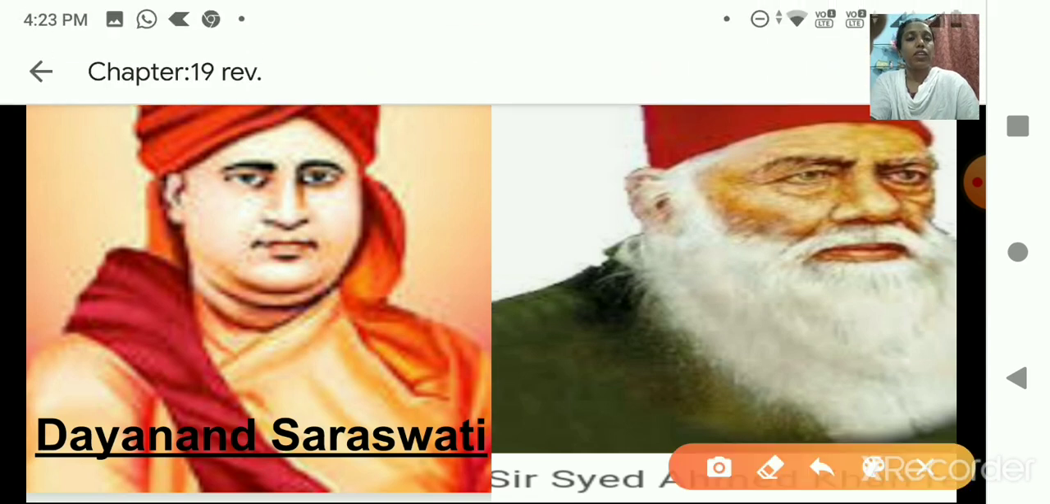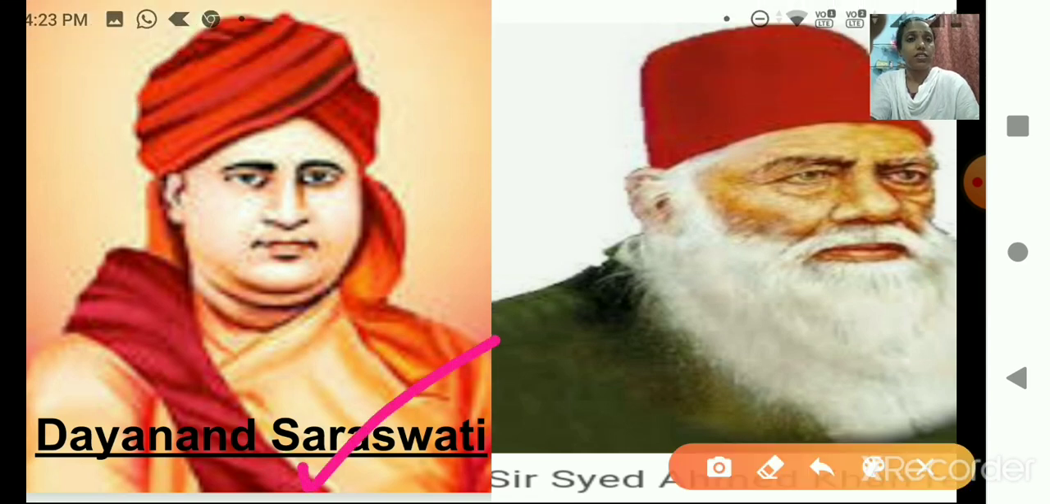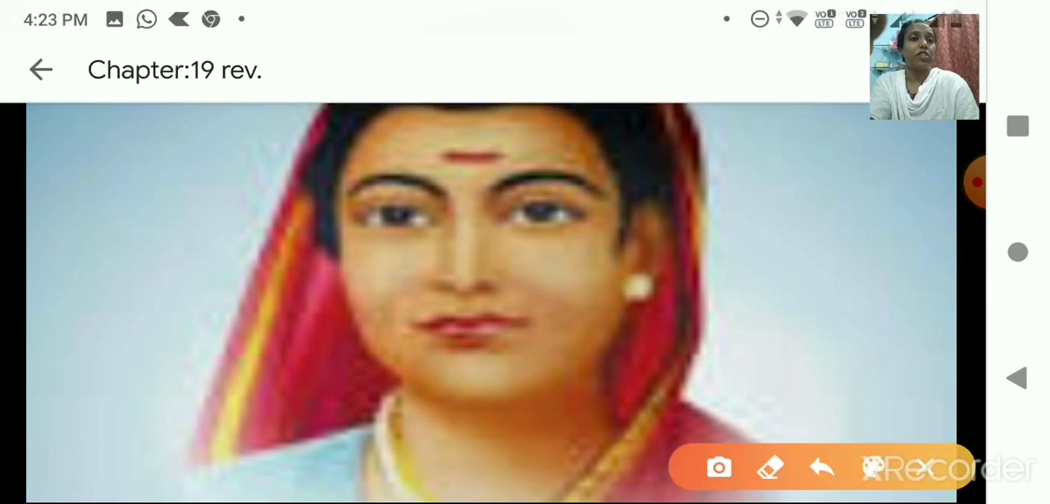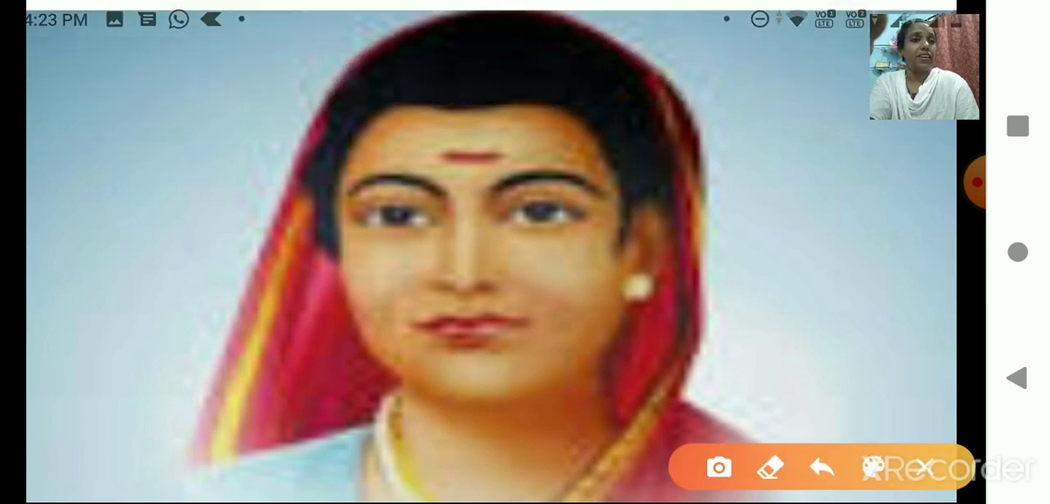Here we have the image of Dayanand Saraswati. And here is the image of Sir Syed Ahmad Khan. And here is the image of, can you guess, children? Yes, Savitribai Phule. Okay, so these were the most prominent social reformers who believed that they will bring some positive change in the Indian society.